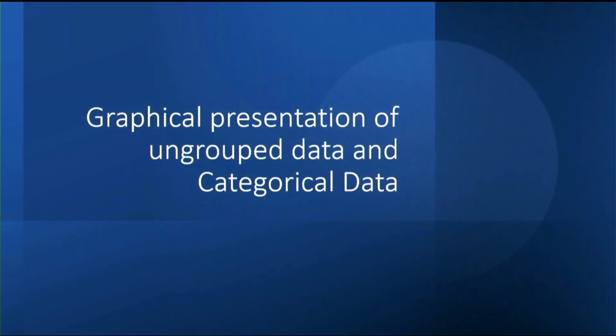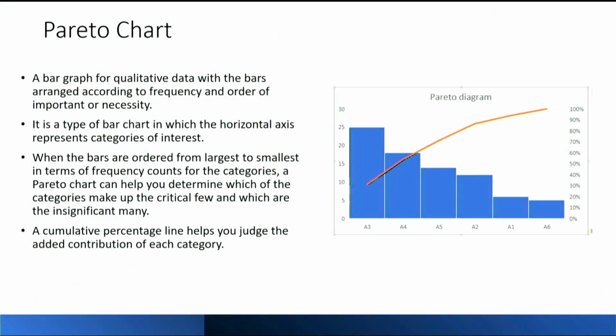The next one is the graphical representation for ungrouped or categorical data, and the first one we are going to look at is what I call the Pareto chart, a bar graph for qualitative data with the bars arranged according to frequency and order of importance or necessity. This is a typical example, this particular one with this red mark on top.